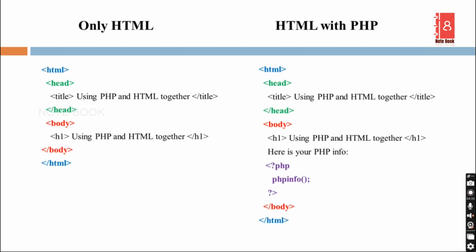So this is the example. The left-hand side code is only HTML, and the right-hand side is HTML with PHP. Here we have used HTML tags like the html tag, head tag, then body tag. If you look at the right-hand side code, we have used the PHP script inside the body. So inside the body of your HTML code, the PHP script comes. This is the difference between normal HTML code and HTML with PHP.